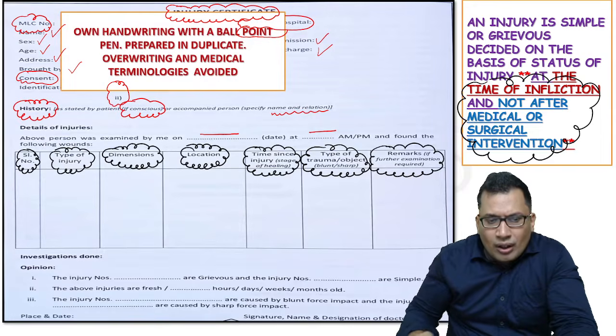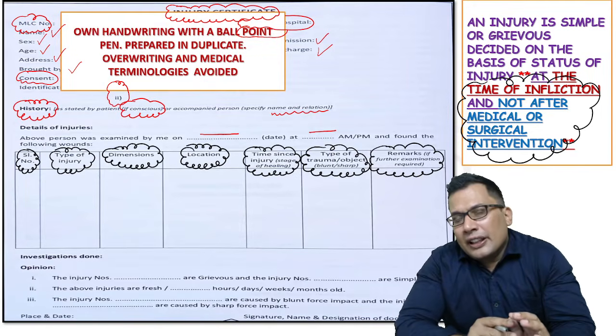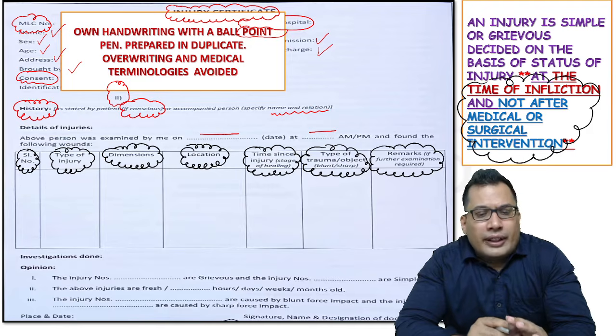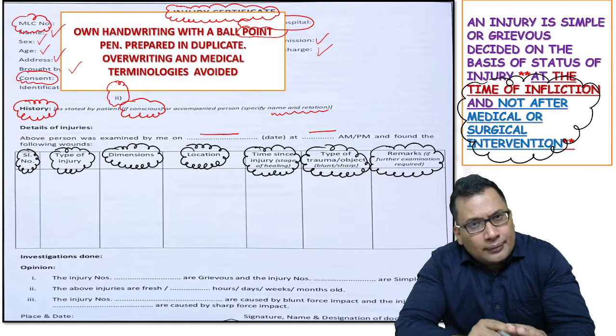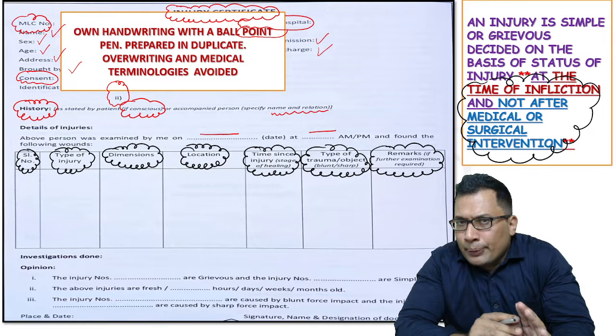Then you should prepare injury certificate or wound certificate in one handwriting with a ballpoint pen. Should be prepared in duplicate.